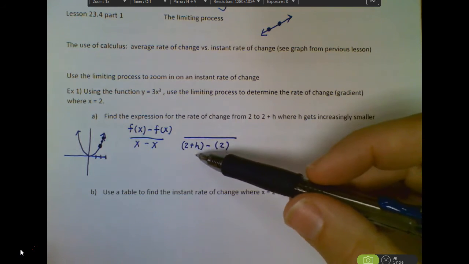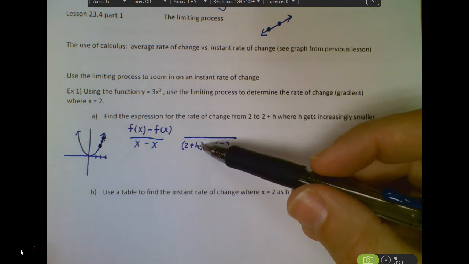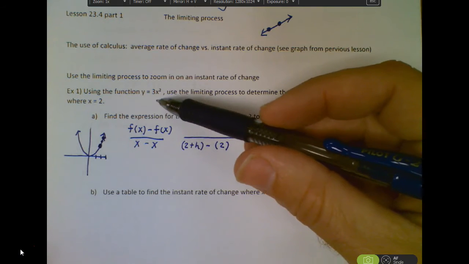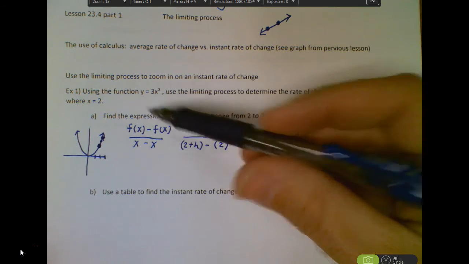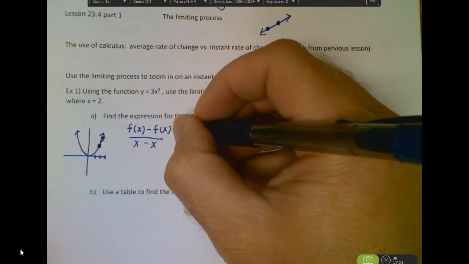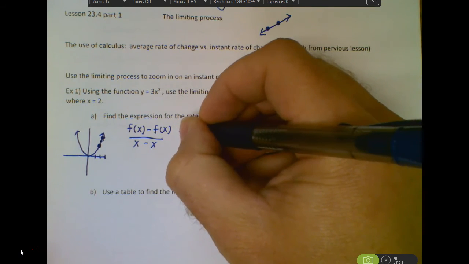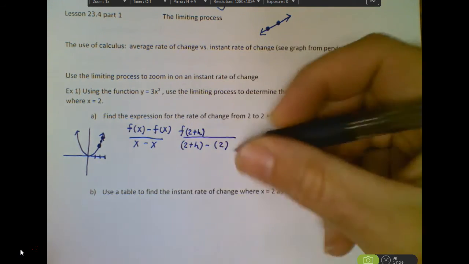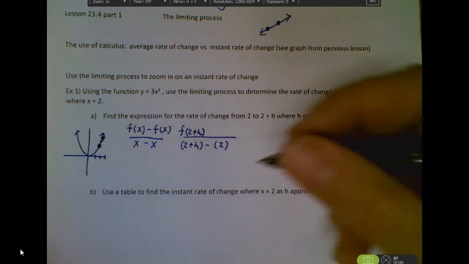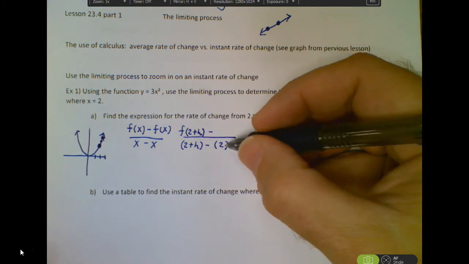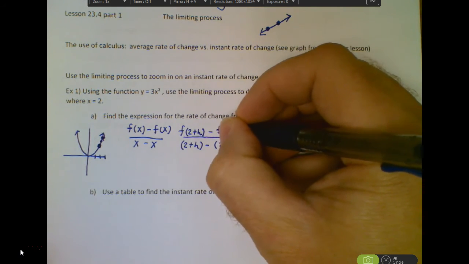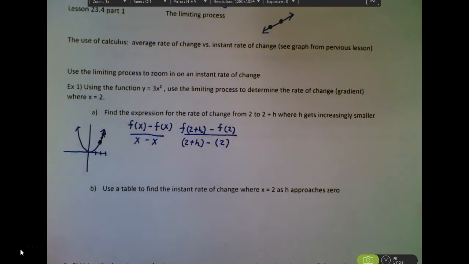Well, how do we get a y value to go with that x value? Right? Well, we plug this x into the function in order to get a y value. So this x is going to get plugged in, so we're going to call that f of 2 plus h, right? Because we're going to plug in 2 plus h into the function in order to get a y coordinate. Same with this guy. In order to get a y value to go with him, I need to plug 2 into the original function in order to get a y value that goes with him.